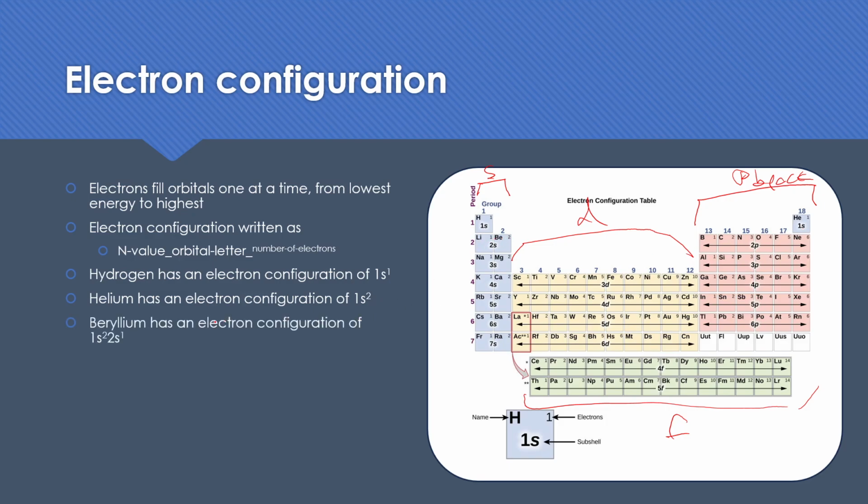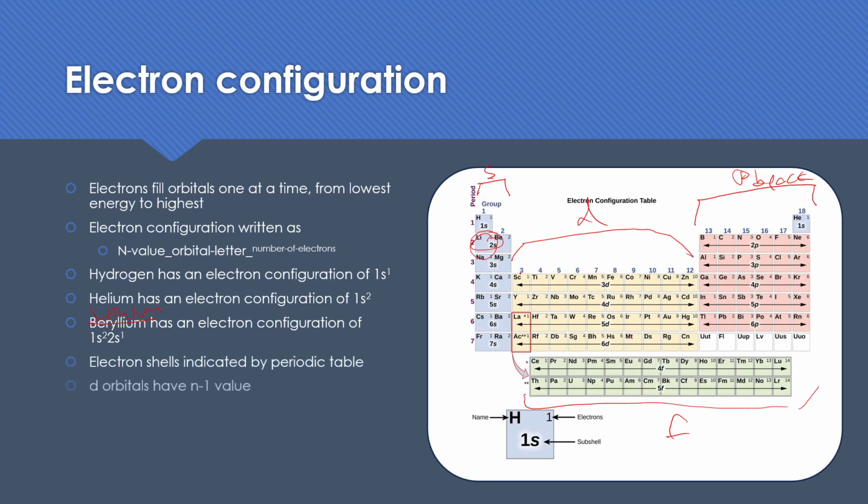Beryllium, sorry, that should say lithium. Lithium right here is 1s2, so it's got both of those electrons, plus 2s1, the first 2s electron. And so every single element will have all the electrons that came before it.